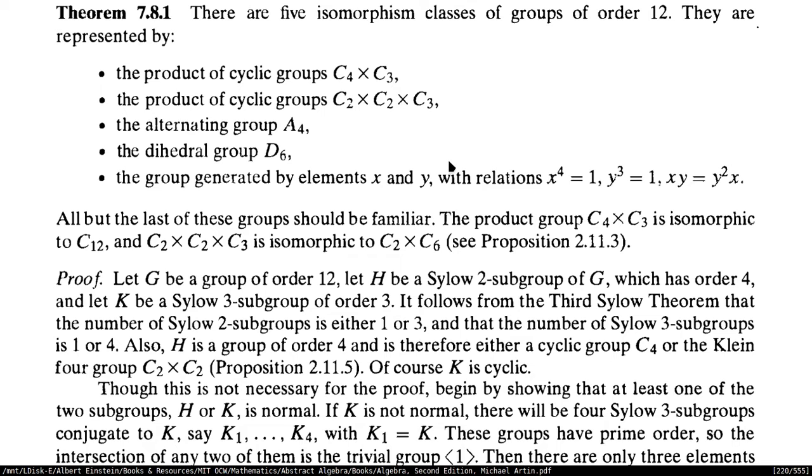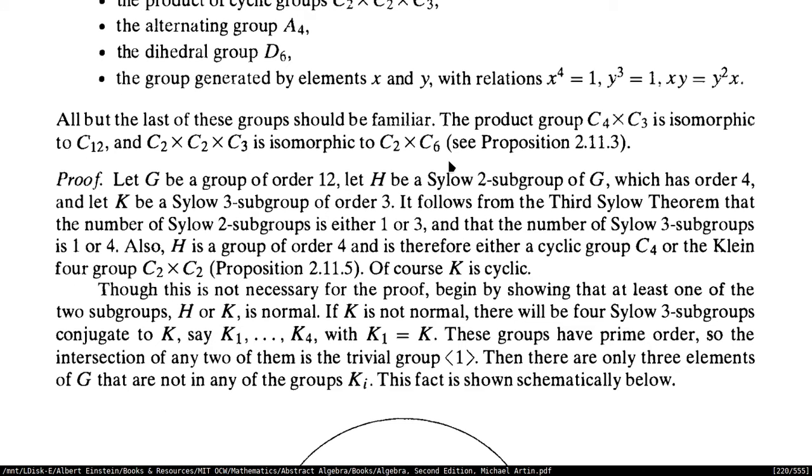But one thing we can say is that the 3 subgroup K is going to be isomorphic to Z3, and the 2 subgroup is going to be isomorphic either to Z4 or to Z2 cross Z2. Because since its order is the square of a prime, we know it's abelian. And then by the classification theorem, there are only 2 abelian groups of order 4.